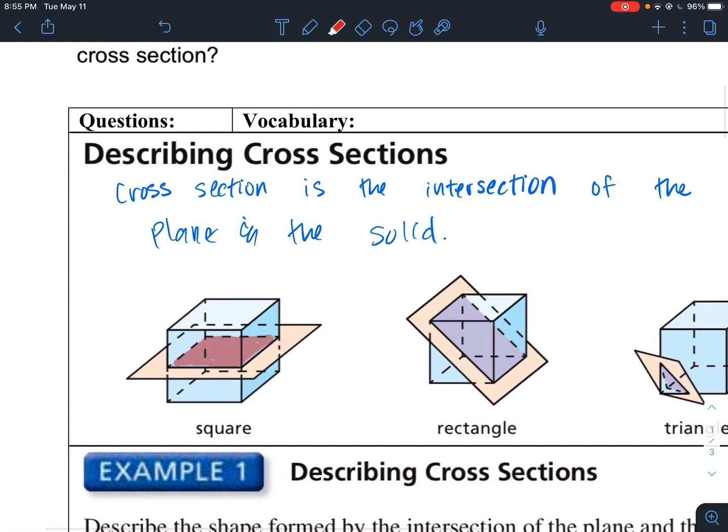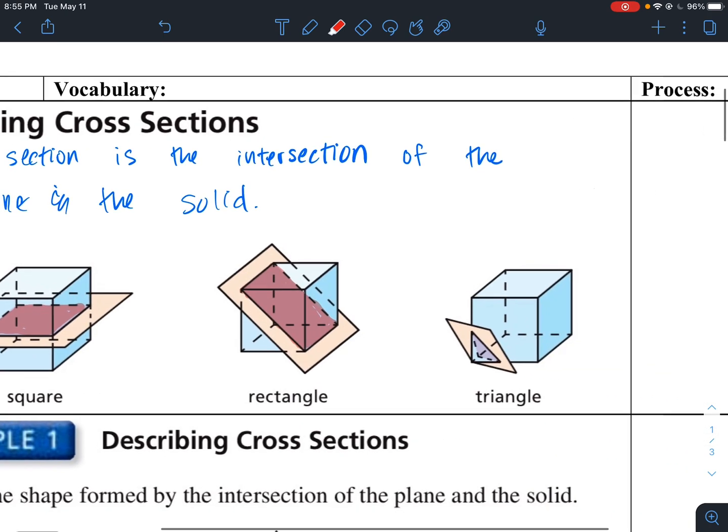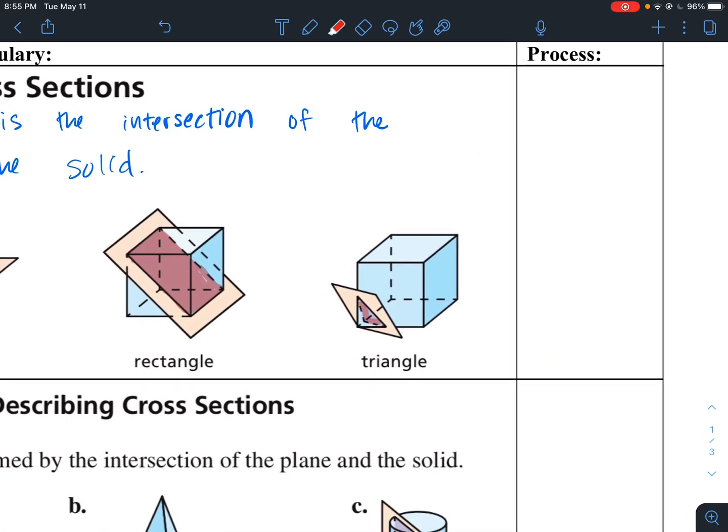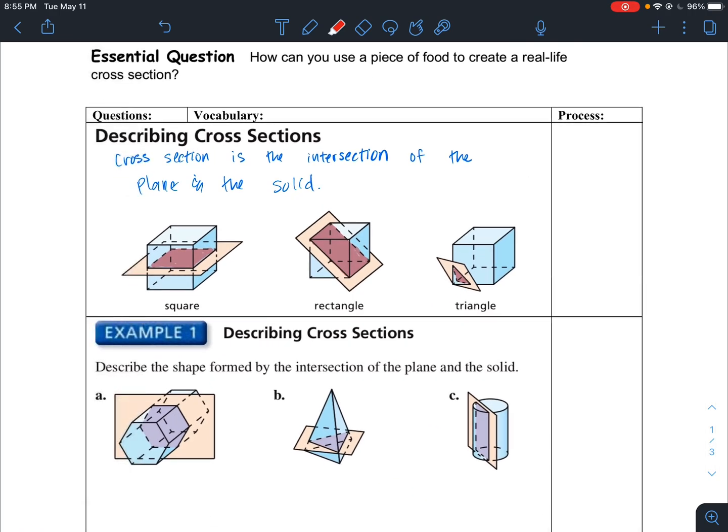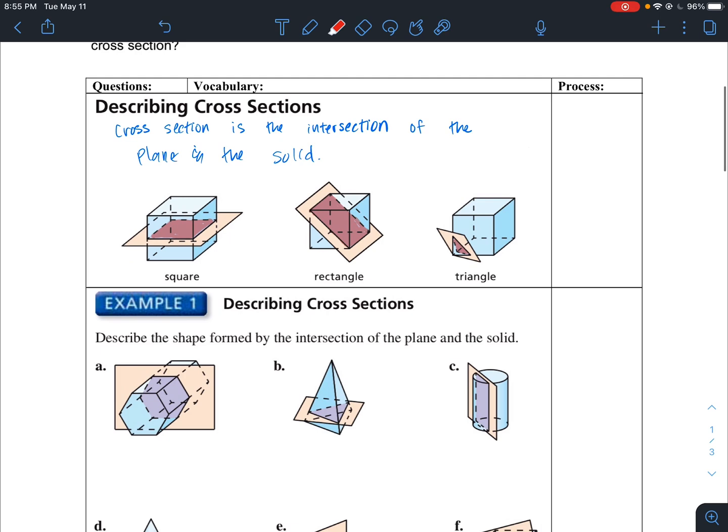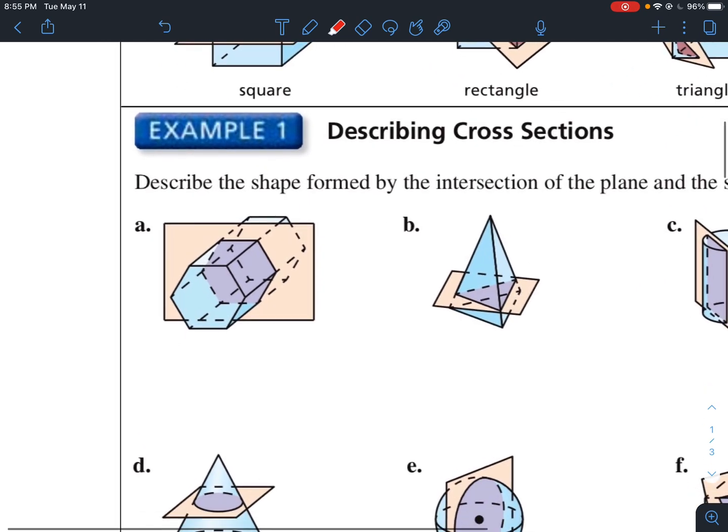So there's a cross section there, and you can see that this cross section is a square. For this one, because it's diagonally cut, this cross section is a rectangle, and then here you can barely see that small intersection because the plane is cutting at one of the corners, and it makes a triangle. For these examples, let's describe the shape formed by the intersection of the plane and the solid. That's what we're looking to do. We're trying to just identify the shape of the cross section.